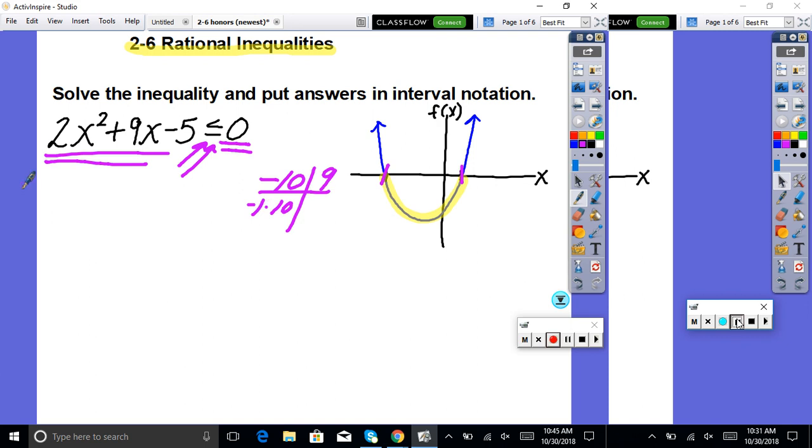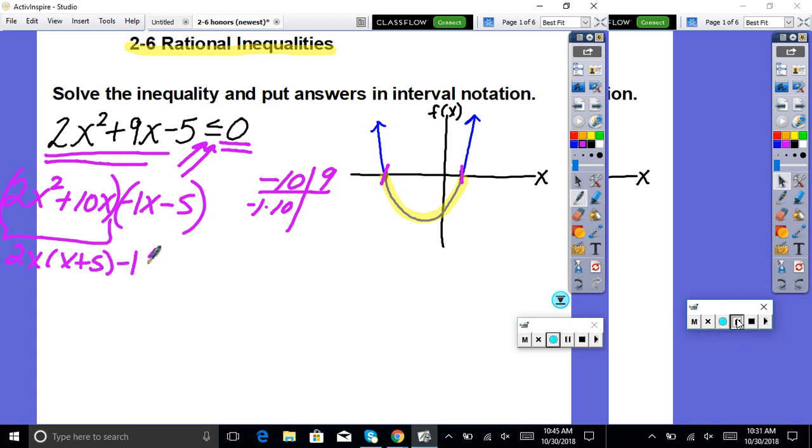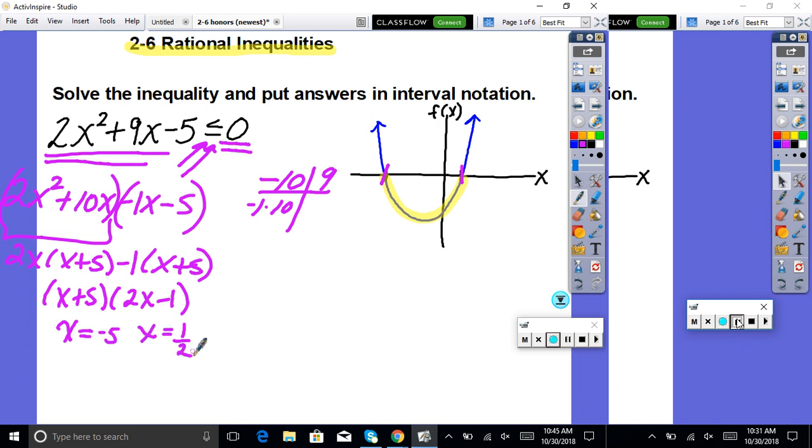We got a long factor, so we have 2x squared plus 10x minus 1x minus 5. Factoring by grouping, we already know how to do this, so I'm going to go quick. Pull out a 2x, left is x plus 5. Pull out a negative 1, x plus 5. So we pull out our x plus 5 and left is 2x minus 1, so our two zeros are x equals negative 5 and x equals a half. So we can go put those in. Negative 5 and a half. So our solution would be from negative 5 up to a half.